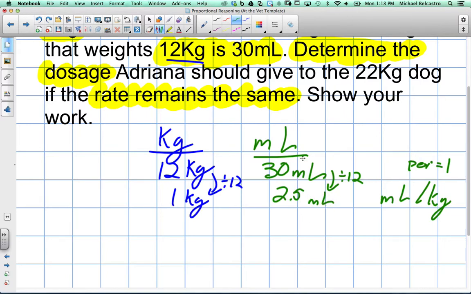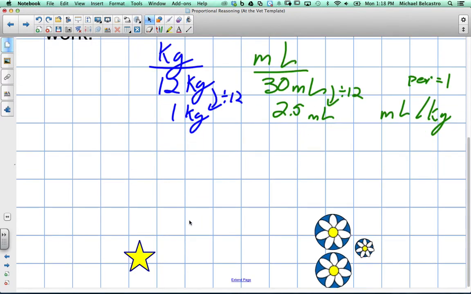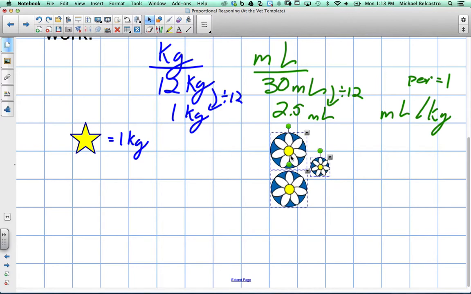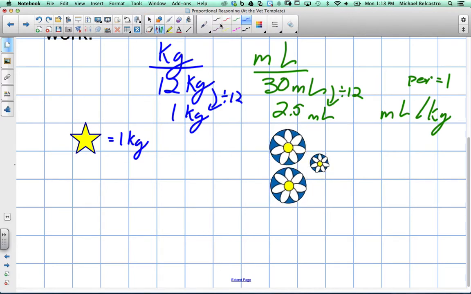So I've already built some of the info here, but let's use a star for our ratio for the dog. 1 kilogram is equal to a star, okay? So we're going to say this equals 1 kilo. While on the other hand, we have our 2.5 medication. Maybe it's a natural medication, so it's flowers, is equal to 2.5 milliliters. And this is the idea that this is 1, this is 1, and this is 0.5. So together it's 2.5. So we're going to set up that relationship every time.